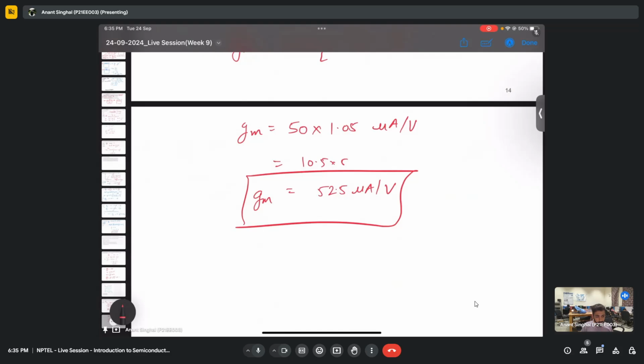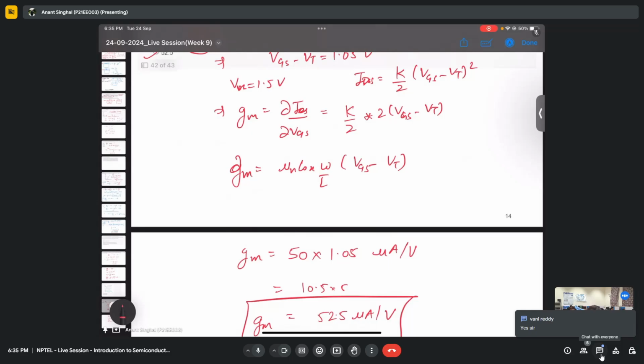Sir, why is it saturation? Okay, the question says that VDS is 1.5, and we have calculated VGS minus VT as 1.05. So VDS is greater than VGS minus VT, which is saturation. Okay, sir, yes, sir.